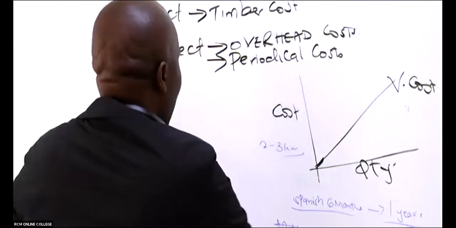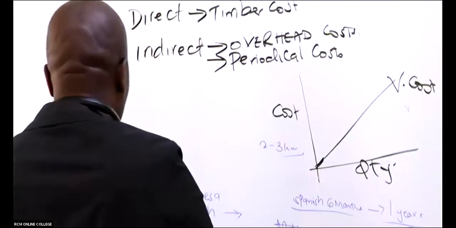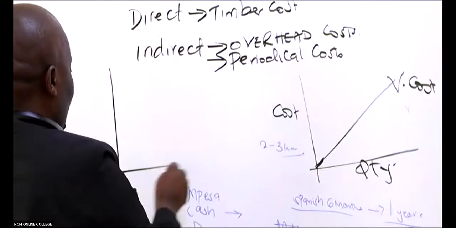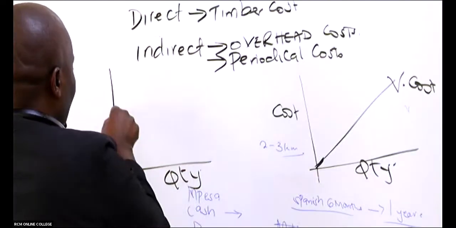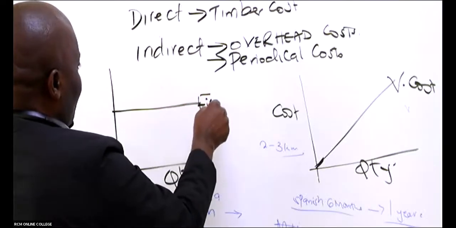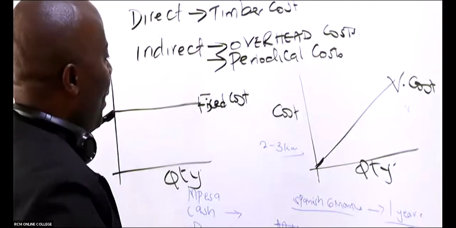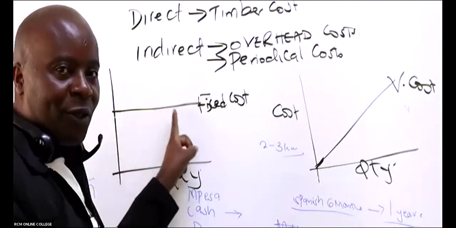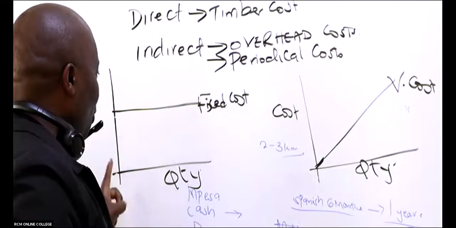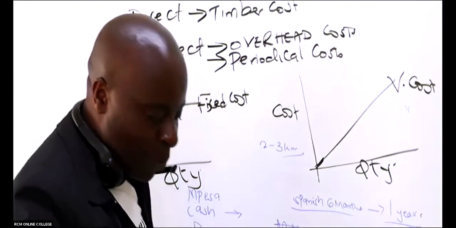And then we have those costs which are ever fixed. Costs that behave like this. If you're keen enough, you must realize that fixed costs are ever constant. Even if you produce 0, you still have to pay.